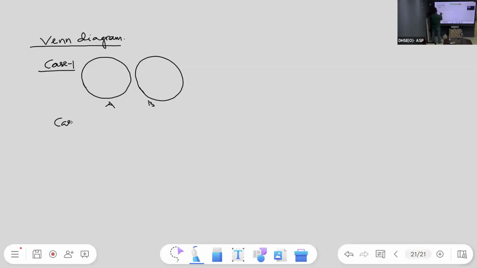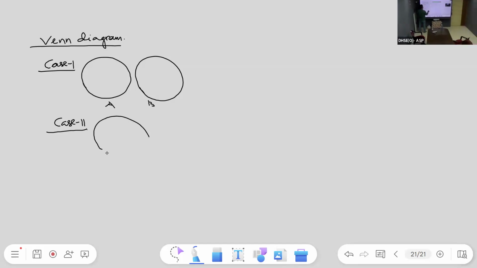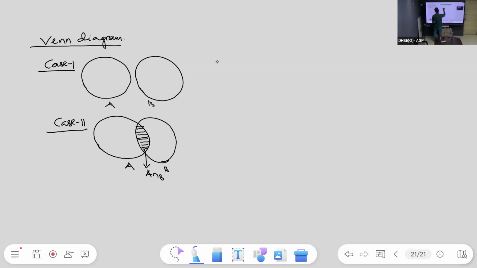Case 2. Partial overlapping sets. That means some elements are common to both the sets. This is set A. This is set B. This shaded region represents A intersection B. This is the set A intersection B.